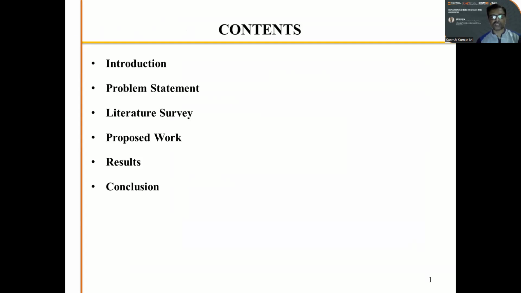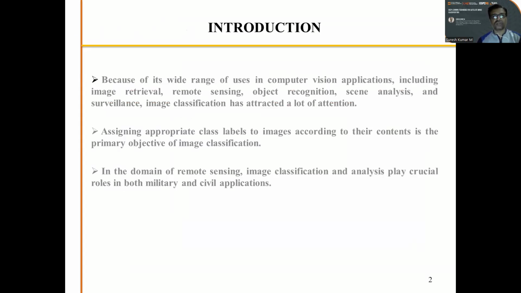These are the contents I will be presenting regarding this paper: introduction, problem statement, literature survey, proposed work, results, and finally conclusion. First, introduction. Computer vision applications have many uses in many areas, including remote sensing, image retrieval, object recognition, scene analysis and surveillance. That's why it has attracted a lot of attention nowadays.